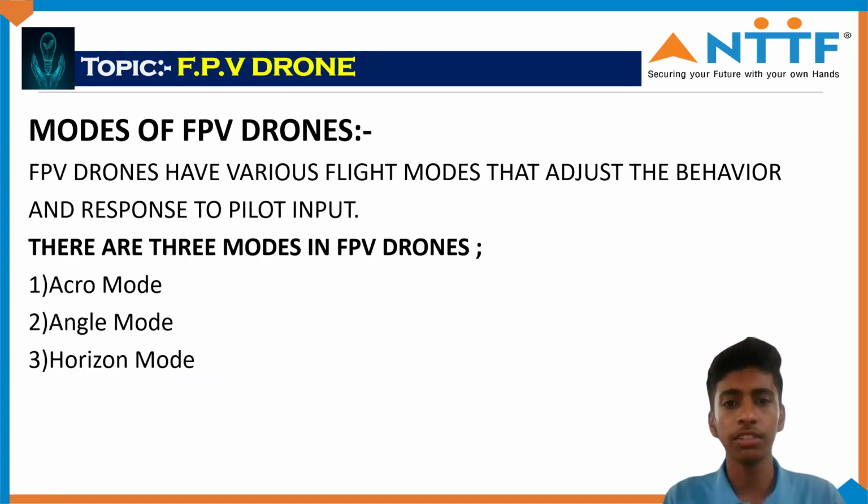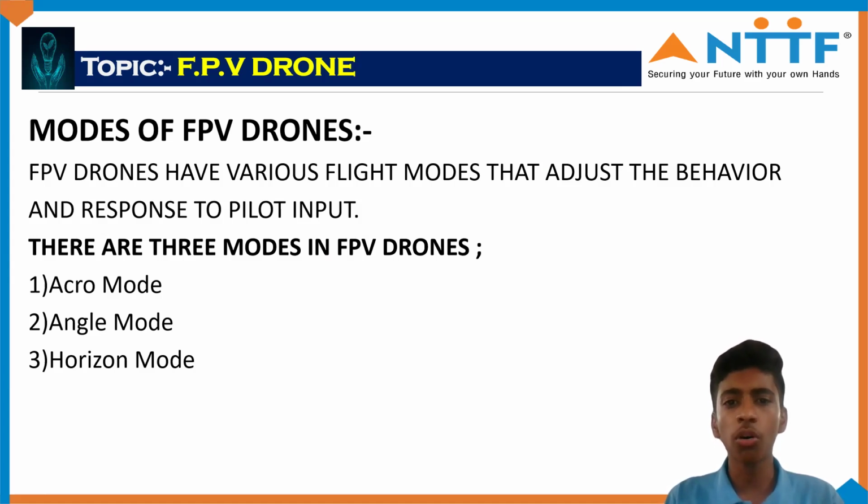So here are the modes of the FPV drones. The FPV drone has various flight modes that adjust the behavior and response to the pilot input. There are mainly three types of mode in FPV drones: acro mode, angle mode, and horizon mode. Basically, the acro mode is used by professional pilots, which means that the acro mode is used in places where they take part in any kind of competitions, because there we don't need any kind of sensor attached to the drone. Because in the acro mode, the professional pilots can move and operate their drone as they want.